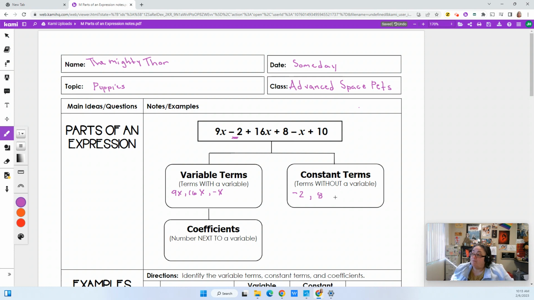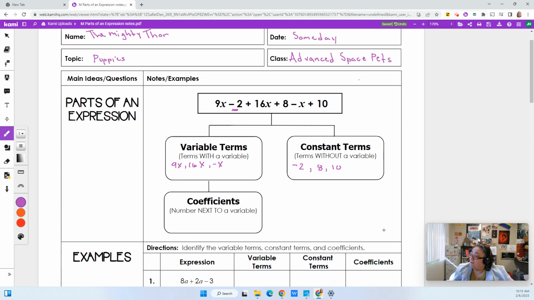Hey, Mighty Thor needs to know math too. But today he's taking advanced space pets, and the topic will be puppies. Hey, I didn't say I wasn't silly sometimes. The more ridiculous, the better. And it's the Mighty Thor. Who doesn't like the Mighty Thor? Well, it's definitely not today because we don't have an advanced space pets course today.